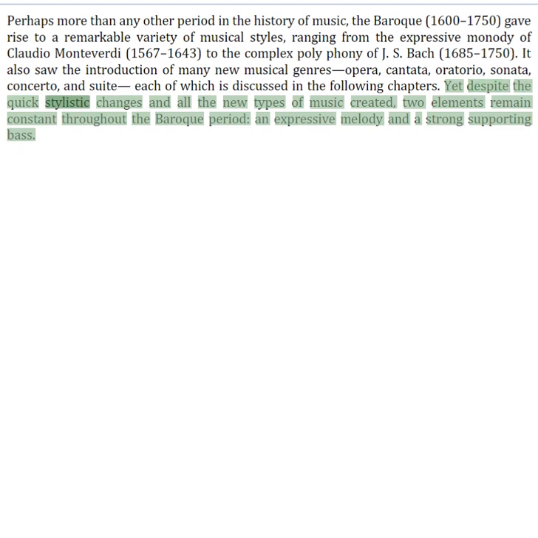Yet despite the quick stylistic changes and all the new types of music created, two elements remain constant throughout the Baroque period: an expressive melody and a strong supporting bass.